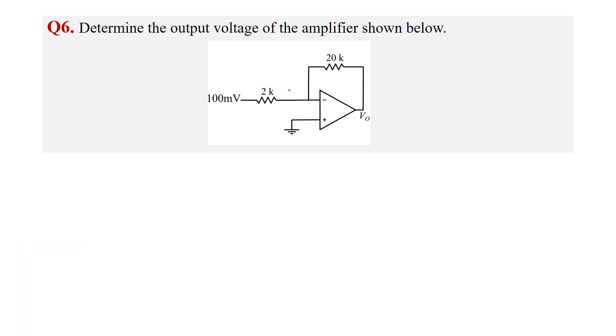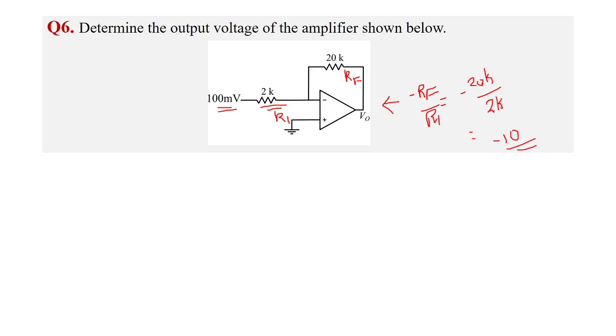Okay, so this is an inverting configuration. The question is direct: determine the output voltage of the amplifier, right? A 100 millivolt input is connected to this configuration, and see the resistances. This is the R1 resistance, and this is RF. What is the gain of an inverting amplifier? It is equal to minus RF by R1. RF is 20k and R1 is 2k, and since it's an inverting configuration, the gain is minus 10.